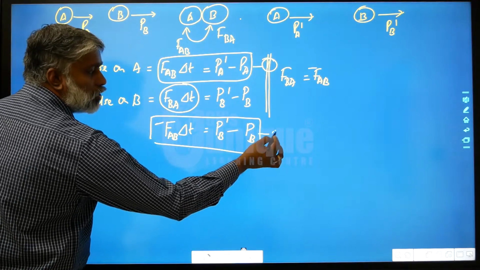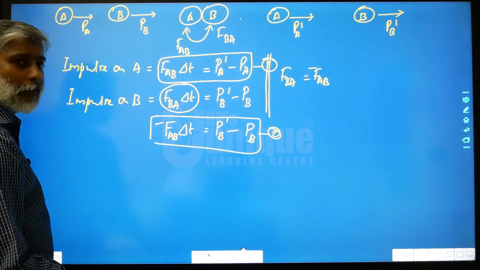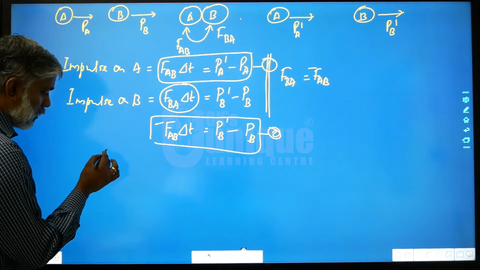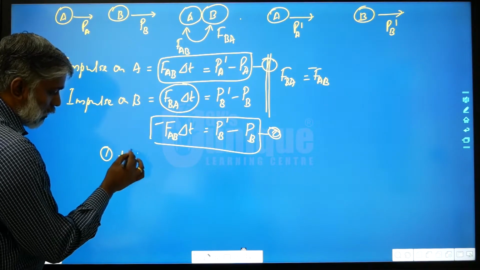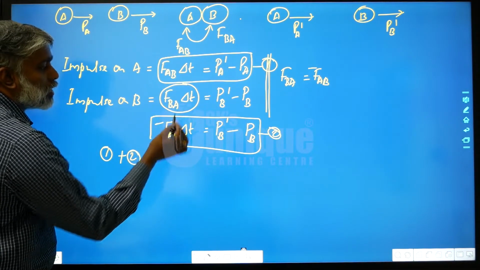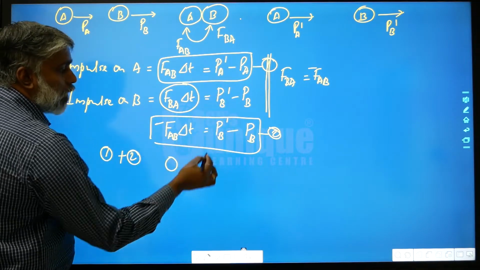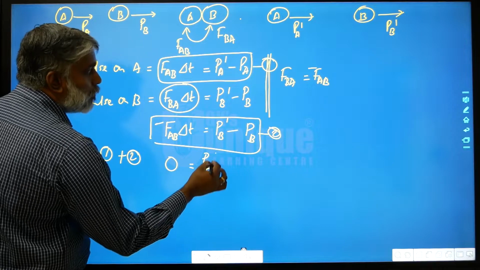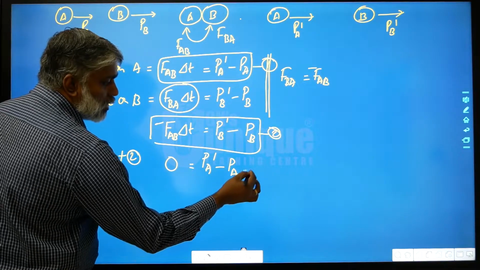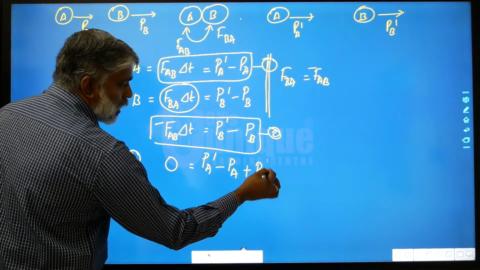So we have two equations. You see, I am adding the two equations. Add the two equations. Equation 1 plus equation 2. See, FAB delta t plus minus FAB delta t. Answer 0. Equal to, right side you add PA dash minus PA plus PB dash minus PB.